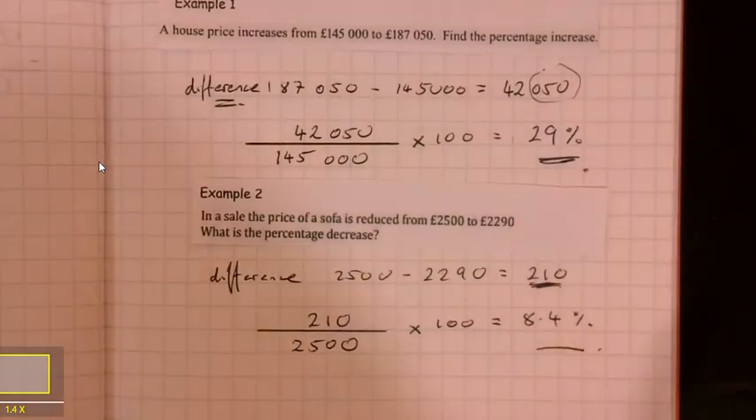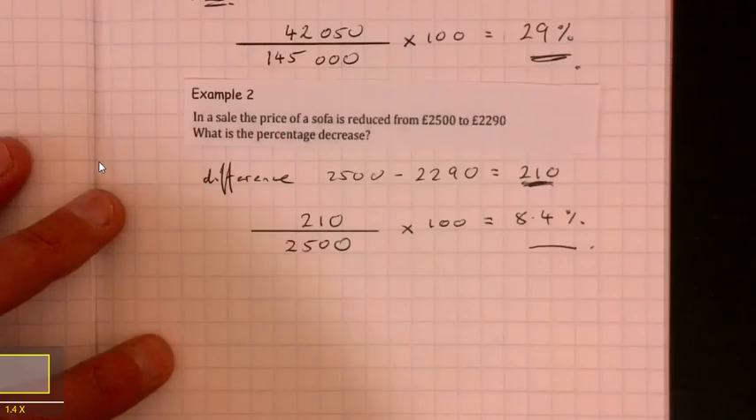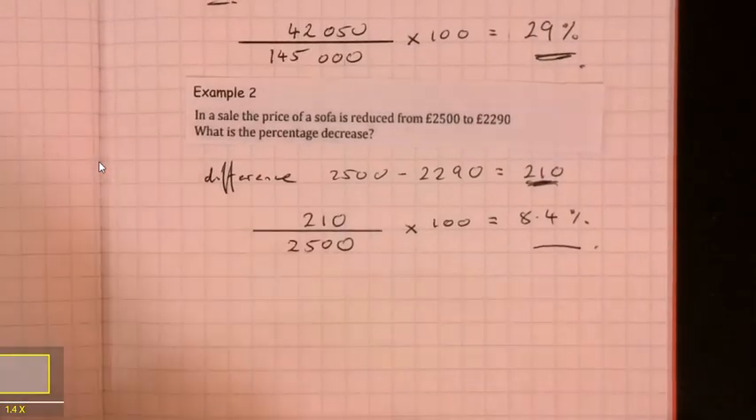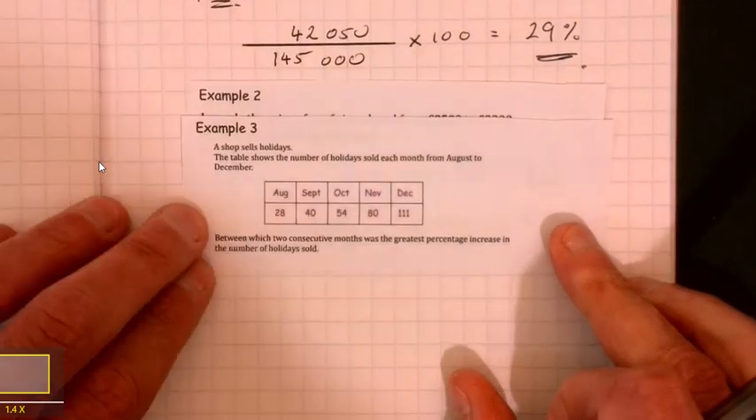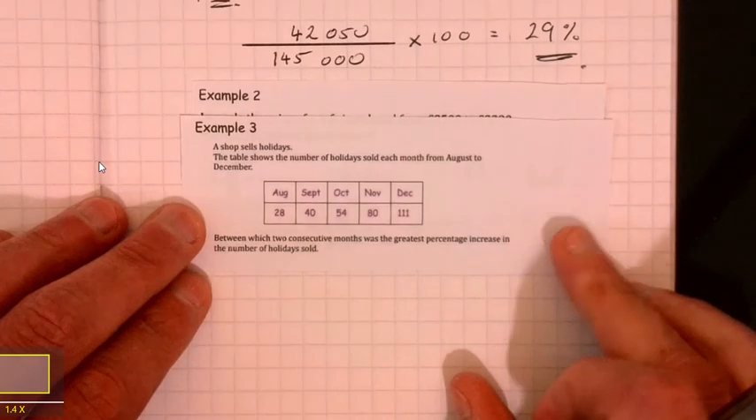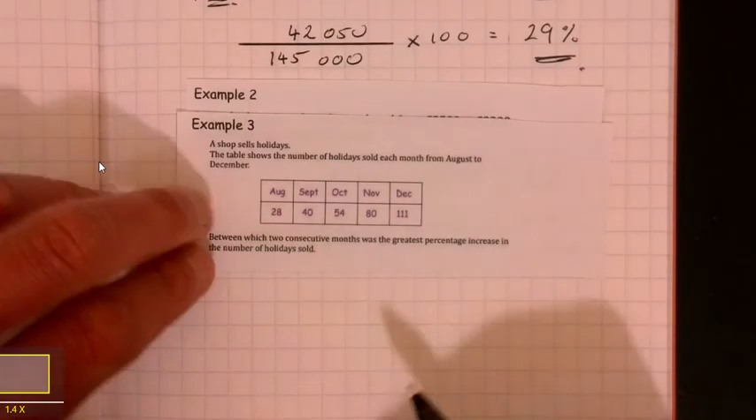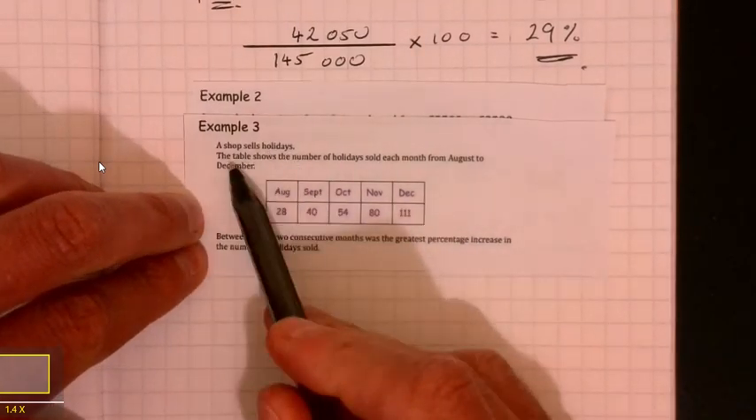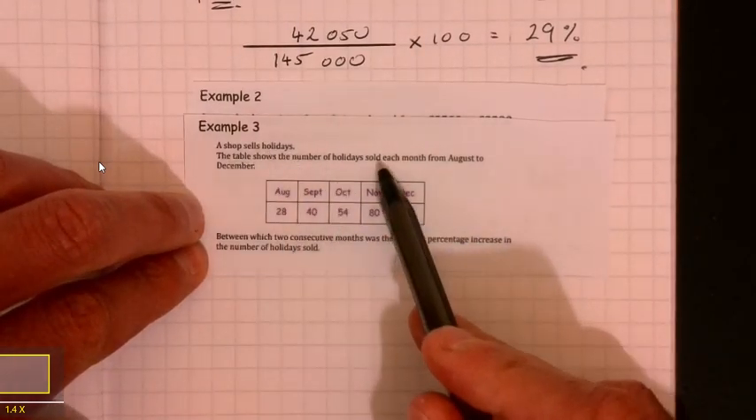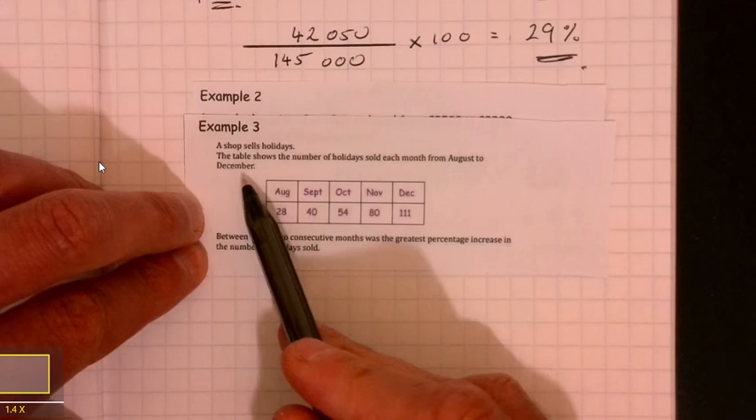All right, so example 3. Now I'm running out of space at the bottom of the page, so I'm going to squeeze it on there for you. It just looks a little bit more like there's more going on here, but actually it's just a series of little mini questions. It says a shop sells holidays. A table shows the number of holidays sold each month from August to December.